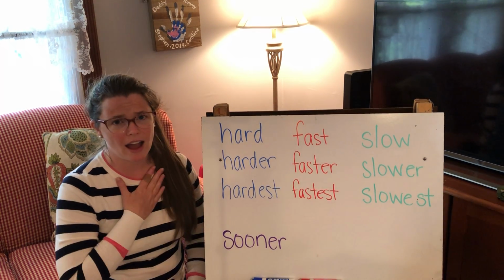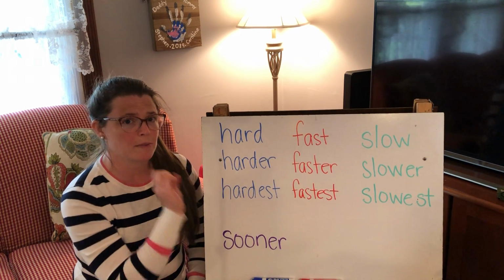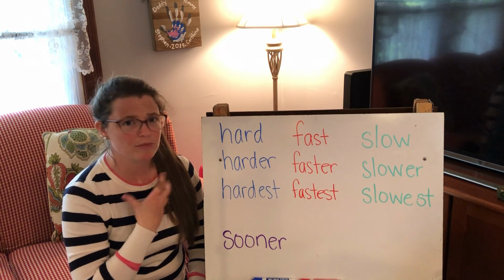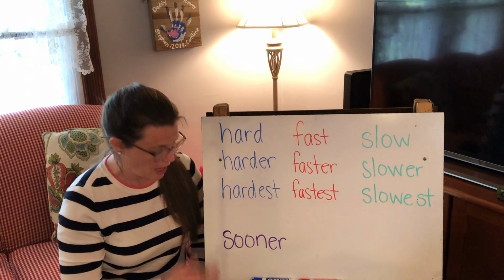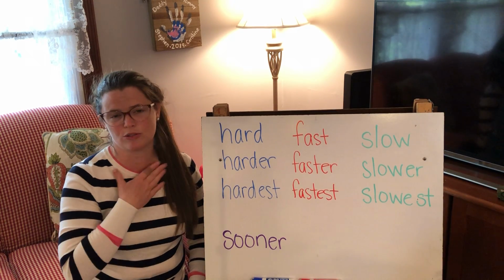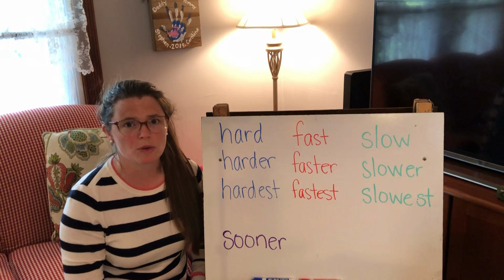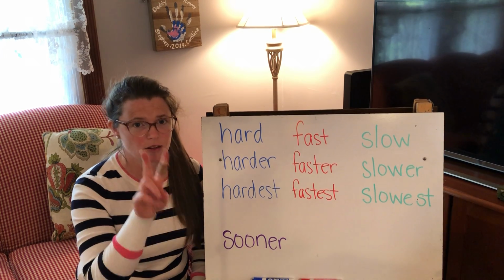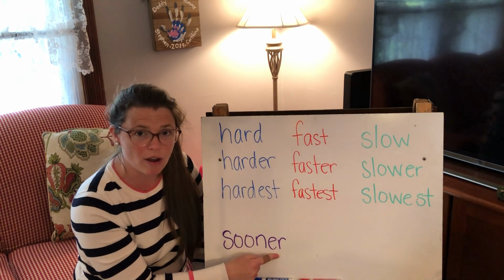Slower, I am slower than her. So I'm comparing her and myself, but nobody else, right? And then sooner. So I got here sooner than he did, right? So I'm comparing the two of us. So when there's two things that you're comparing, we have that er that we add on to the base word.